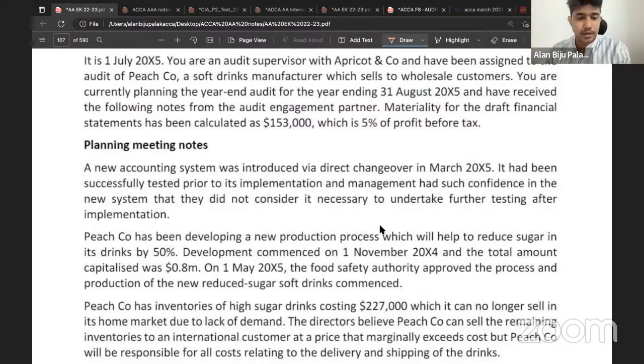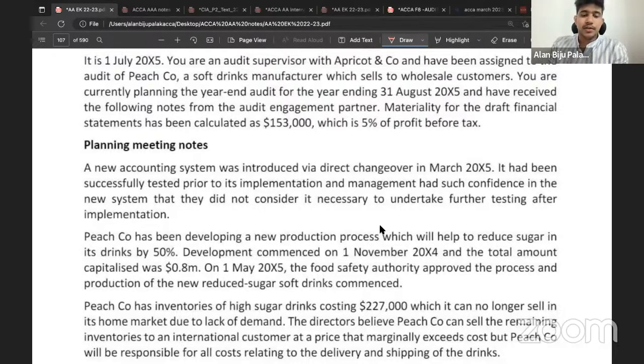Pete's Company has been developing a new production process which will help to reduce sugar in drinks by 50%. Development commenced on 1st November 2015. The total amount capitalized was 0.8 million. On 1st May 2015, the Food Safety Authority approved the process and production of the new regular sugar soft drink commenced.